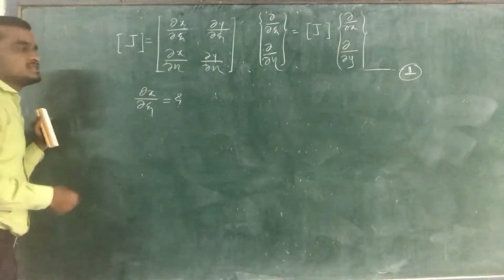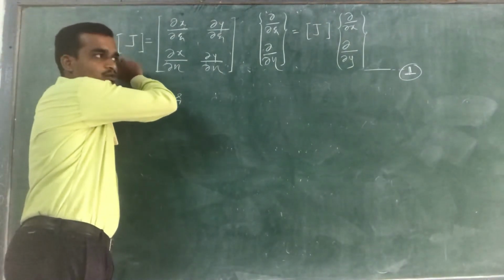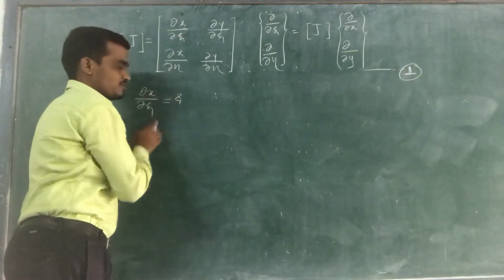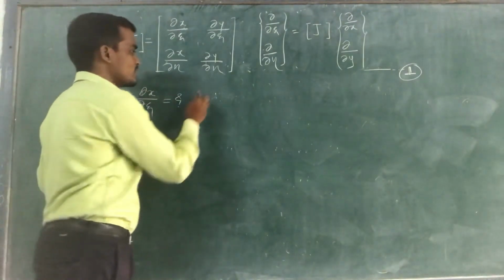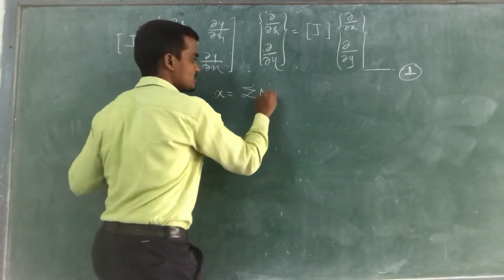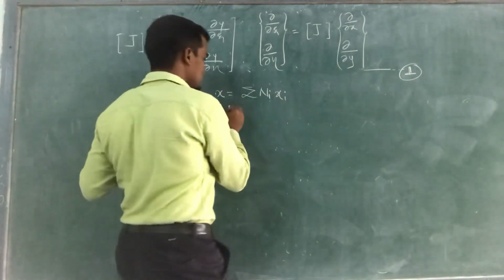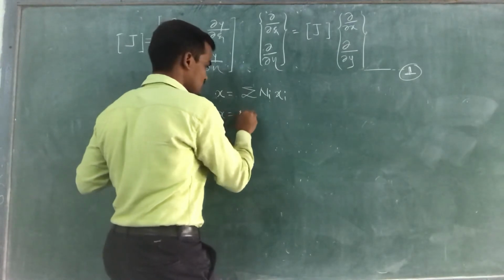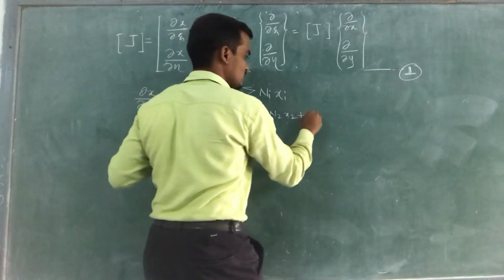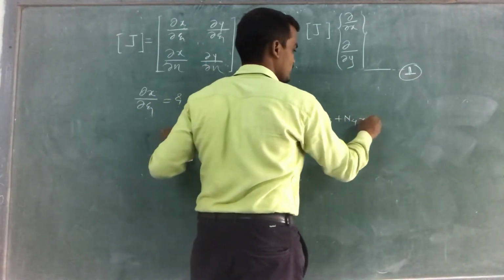If some examples are asked to find out Jacobian matrix terms, these 4 terms, here I am explaining your first term to determine ∂x/∂ζ. So as we know that x is the summation of Ni xi. So the summation of Ni xi is nothing but N1 x1 plus N2 x2 plus N3 x3 plus N4 x4.